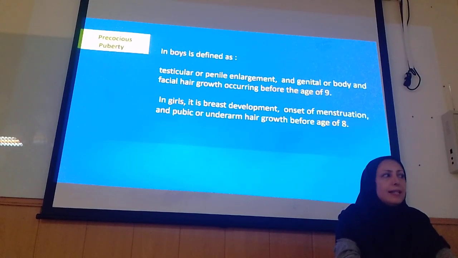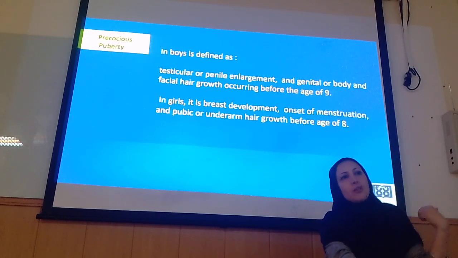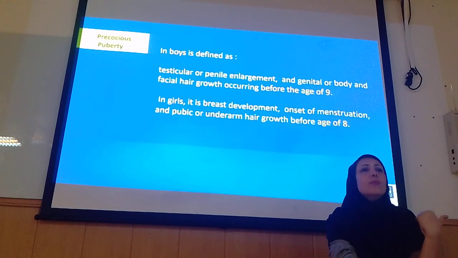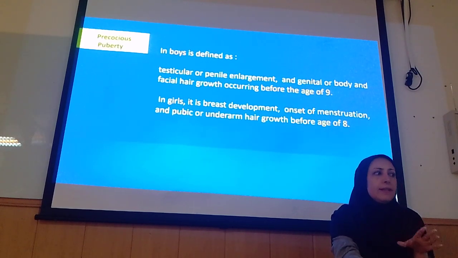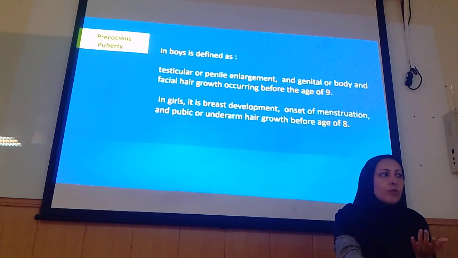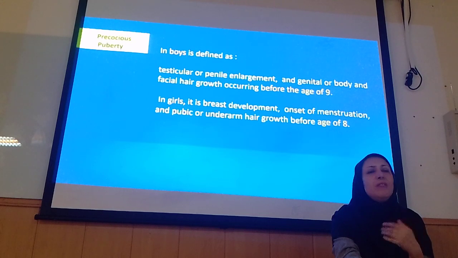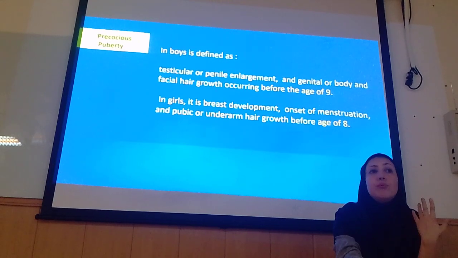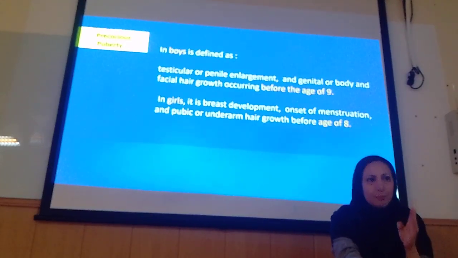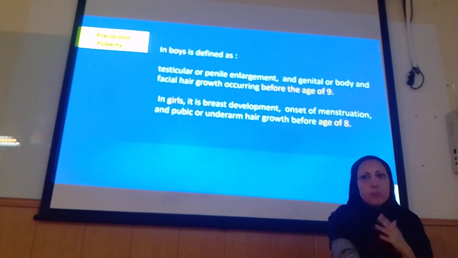We have a title, precocious puberty. In boys, when testicular and penile enlargement and genital, body, and facial hair growth occur before the age of 9, it is precocious puberty, earlier puberty. And in girls, when breast development, onset of menstruation, and pubic or underarm hair growth occur before the age of 8, it is not normal. It is a problem when it happens in boys before 9 and in girls before 8.